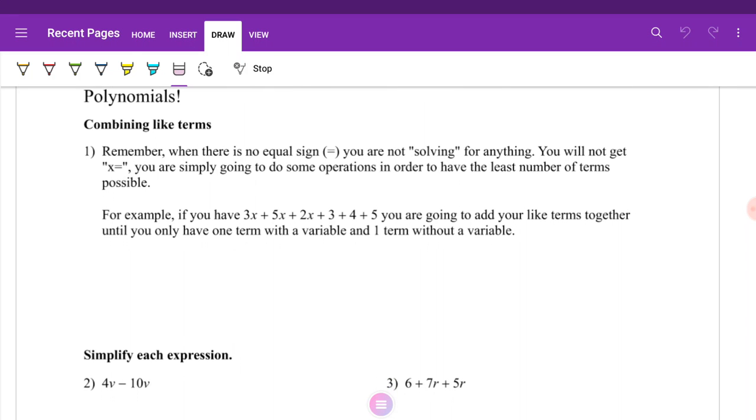So, first question says, remember that when there's no equal sign, you're not solving for anything. So you're not going to end up with x equals 3 or x equals 5 or anything like that. You're just going to do some operations so that you can combine things together and make it as small as possible. So for example, if you have 3x plus 5x plus 2x plus 3 plus 4 plus 5, you're going to add the like terms together until you only have one thing with a variable and one thing with a number. So you're going to add these together, you're going to add these together.